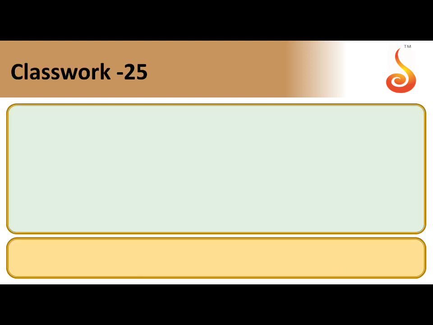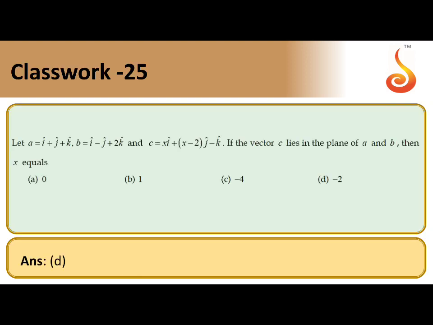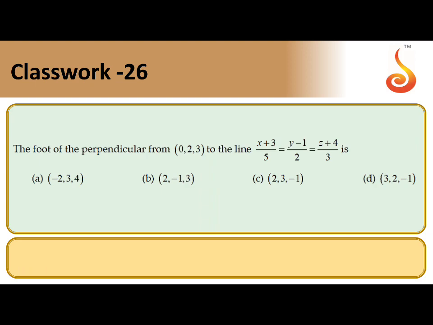Check the answer, x is minus 2 or not. So D is the right answer. So next, foot of the perpendicular drawn from point (0, 2, 3) to the line. So foot of the perpendicular means the point should be on the line. This is the foot of the perpendicular.